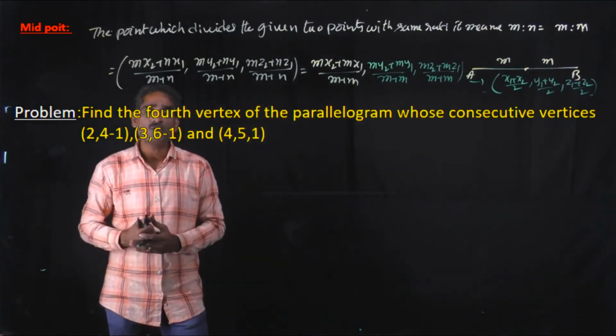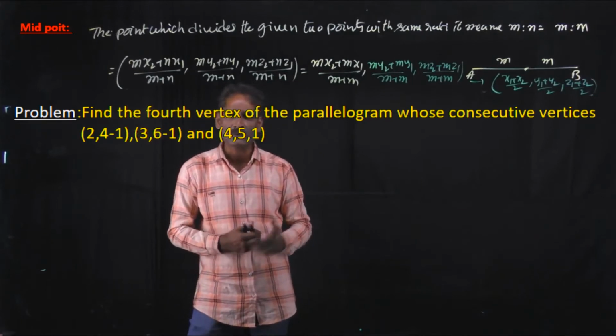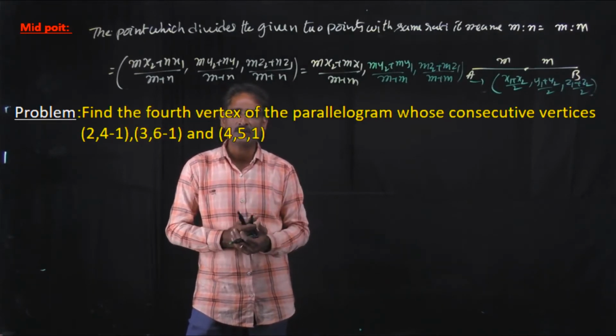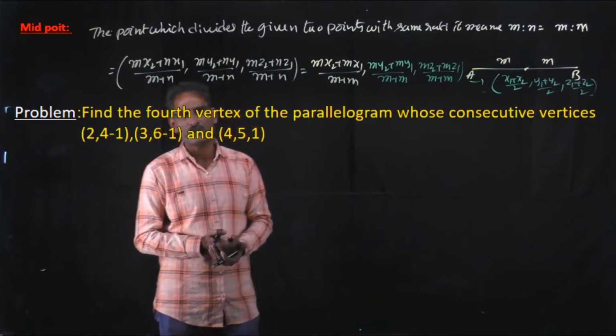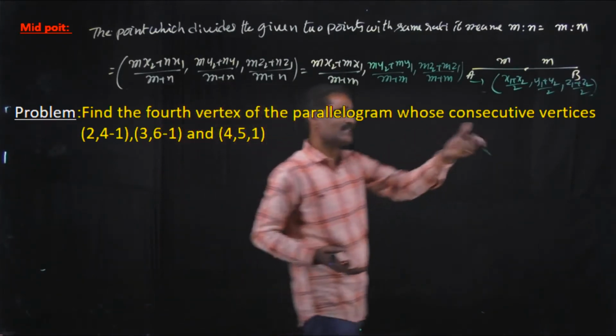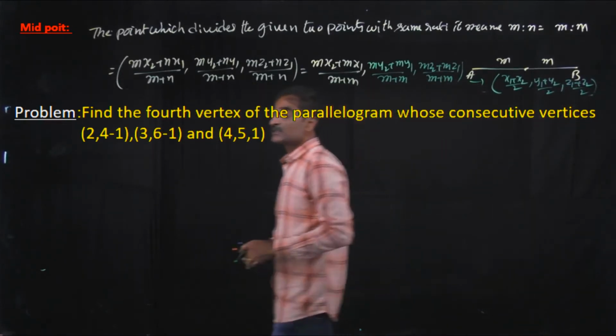Already we know in two-dimensional geometry the midpoint formula for two given points x1, y1 and x2, y2. What is the midpoint formula? x1 plus x2 by 2, y1 plus y2 by 2. Here we are just adding another term, that is z1 plus z2 by 2. That's it.